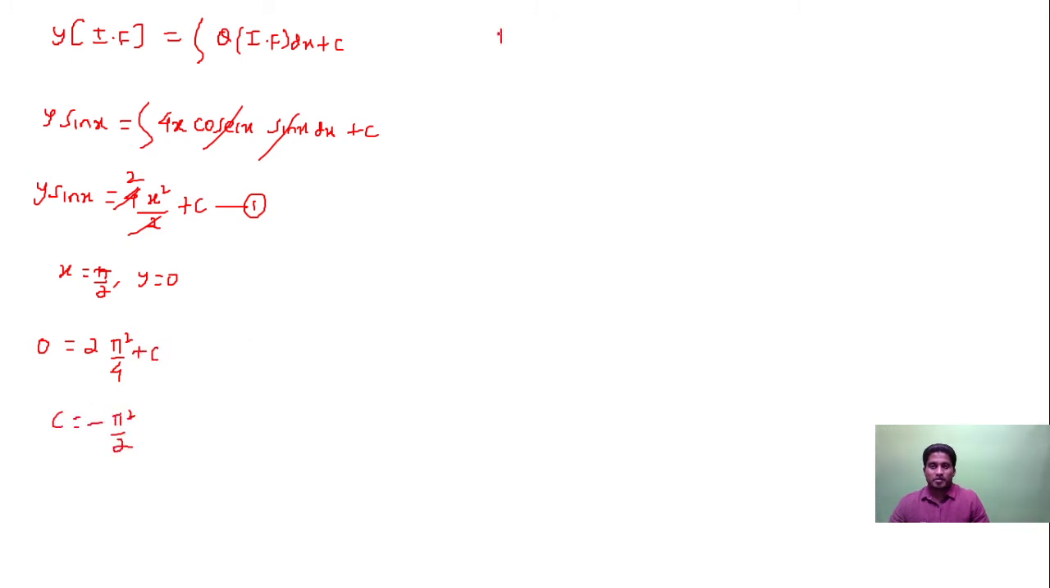Now let us substitute in equation 1. You get y into sin x is equal to 2 into x square, and the value of c is minus pi square upon 2. Now I'm supposed to find y of pi by 6. That is, when x is equal to pi by 6, what is the value of y? Sin 30 is half. This is 2 into pi square upon 36, minus pi square by 2.